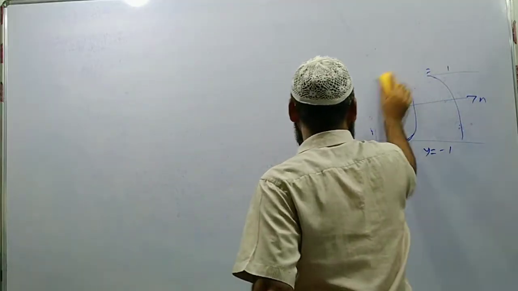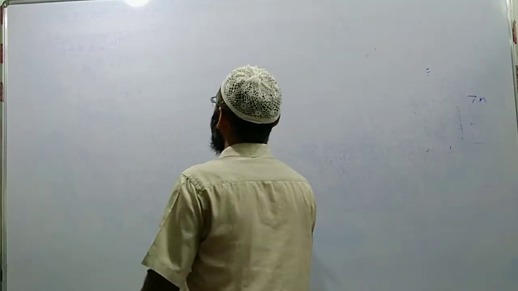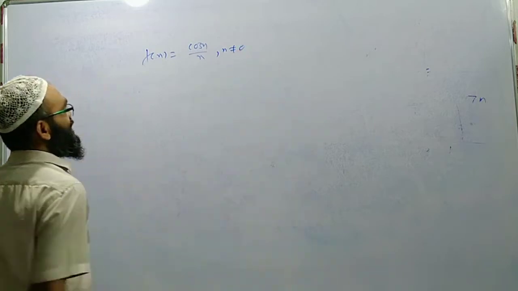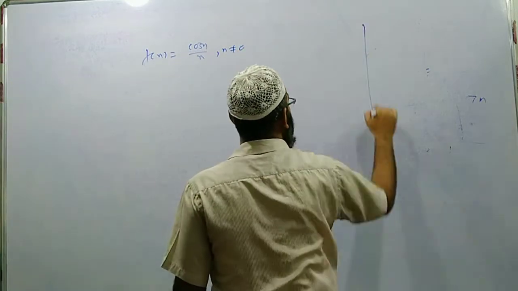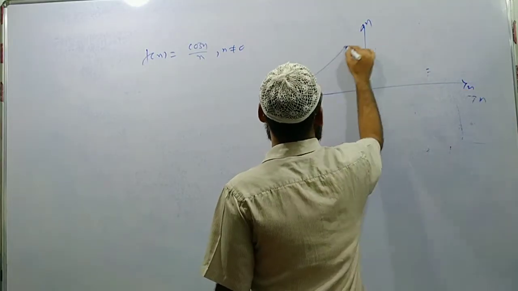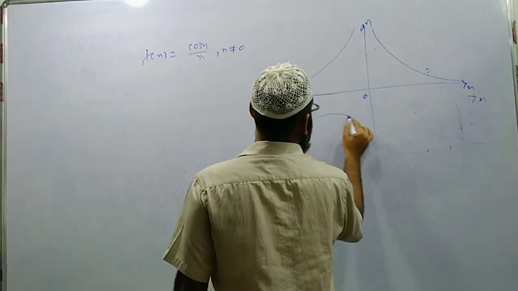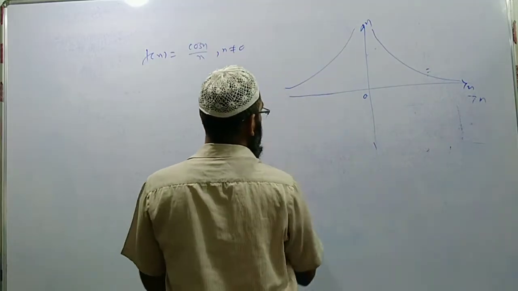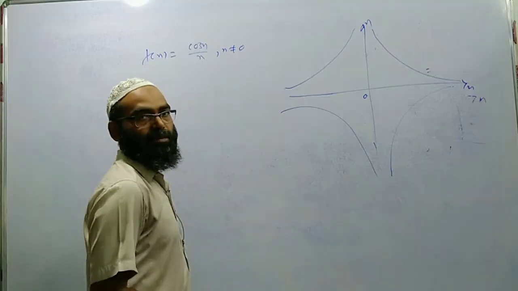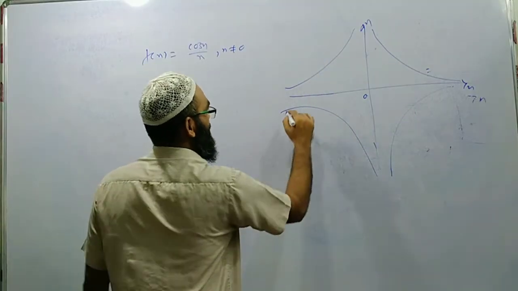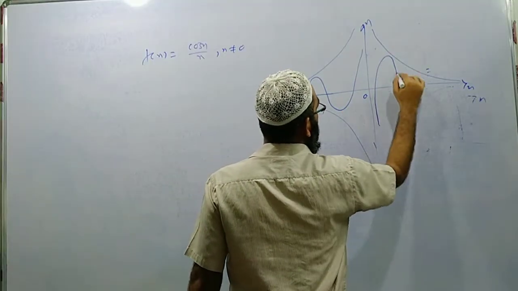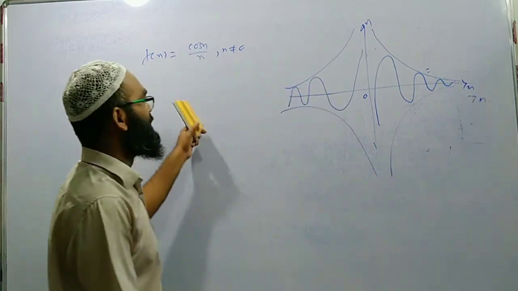Also, the graphical test can be applied for this function: f(x) equal to cos x by x, x not equal to 0. The graph of the function is like this. This is the axis of x, axis of y. The curve is bounded between these 4 curves, and this is the curve of the function.